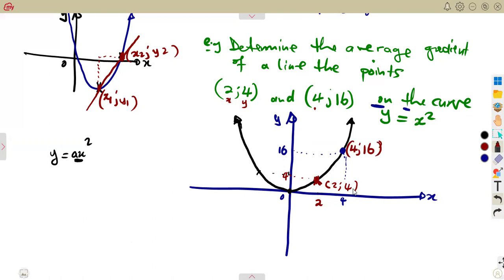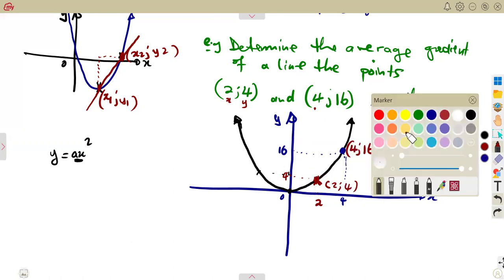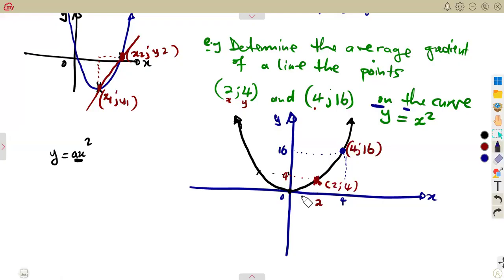Okay. So this is the presentation that they are simply talking about, guys. Find the average. There is a straight line that you must draw passing through these 2 points like that. It's a straight line. So that is why we're talking of the gradient that is going to pass through these 2 points. But the line that we have is intersecting the curve.